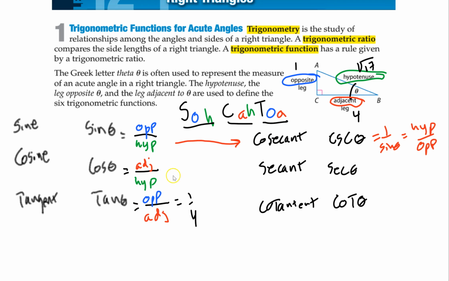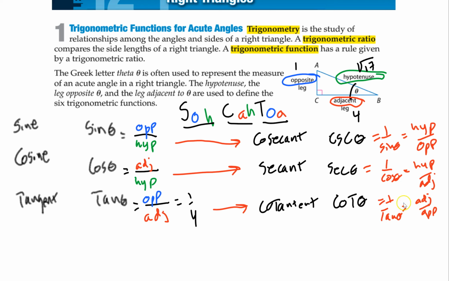Right, and then secant is the reciprocal of cosine. It's just a reciprocal, not opposite. 1 over cosine, or just flip it, hypotenuse over adjacent. And then tan goes with cotan, so this is the same as 1 over tan, or adjacent over opposite. So those are the 6 trig functions.